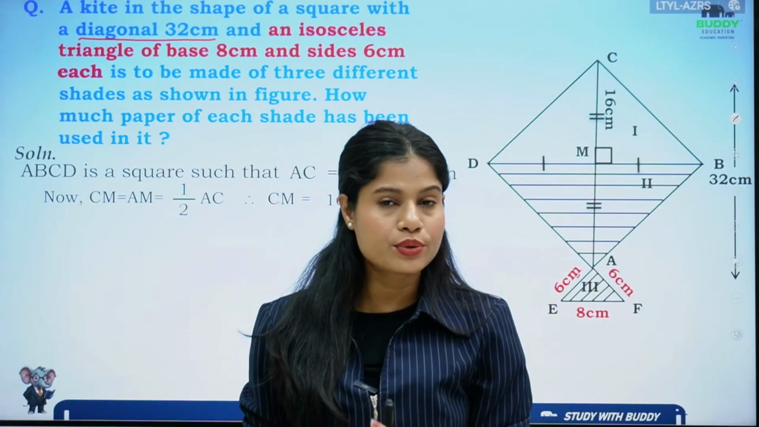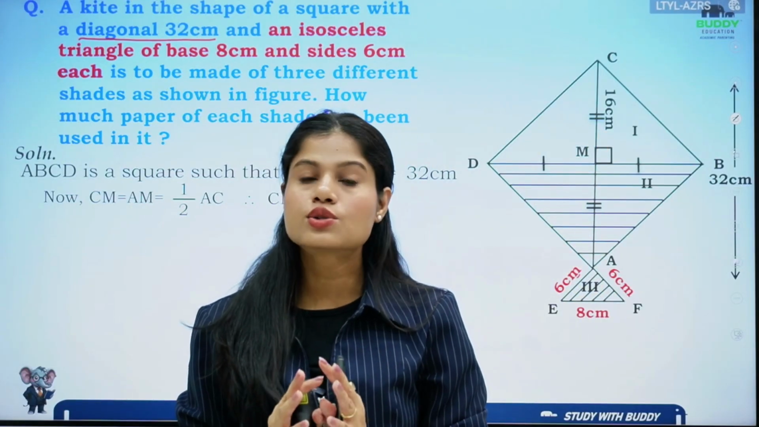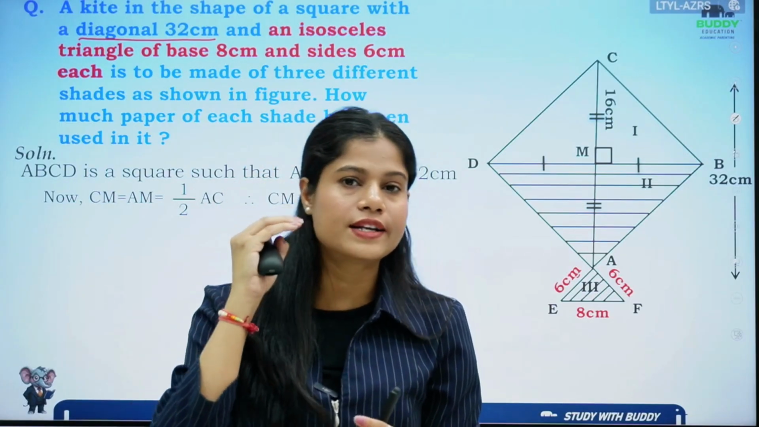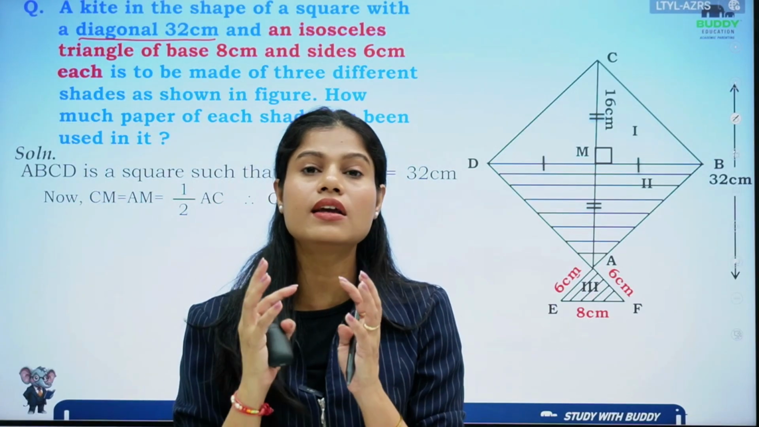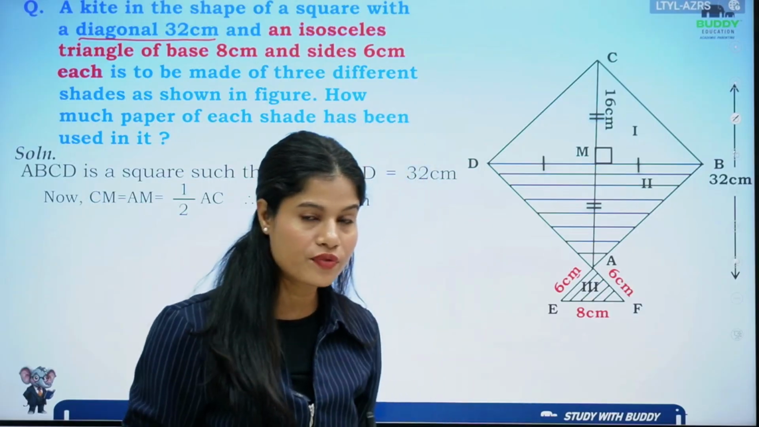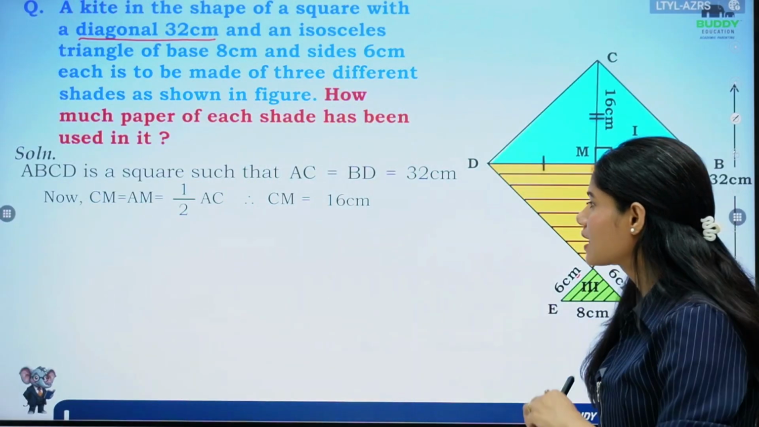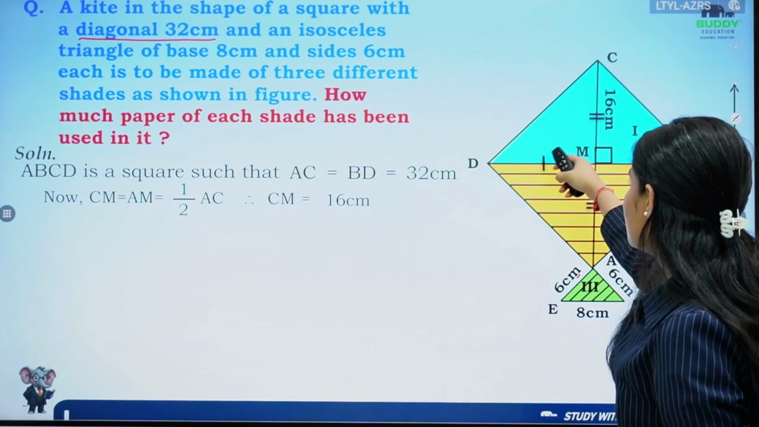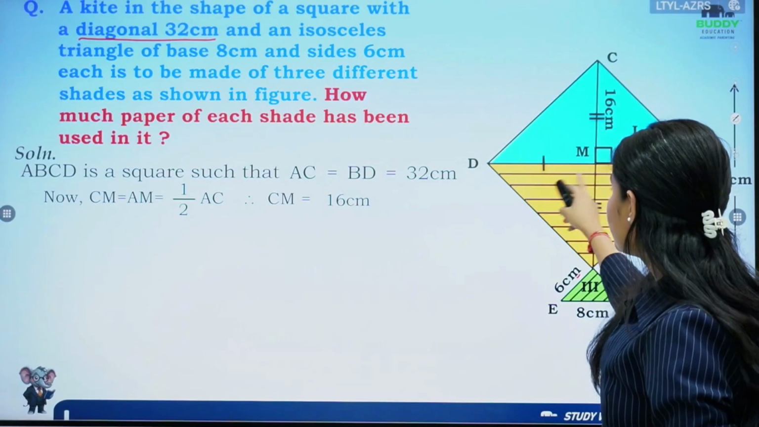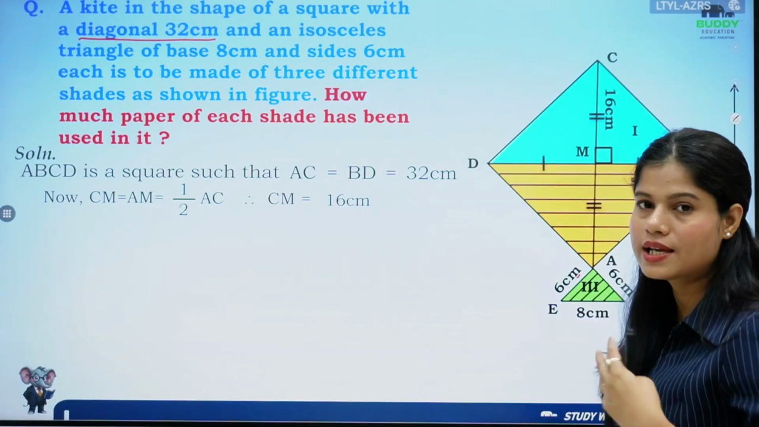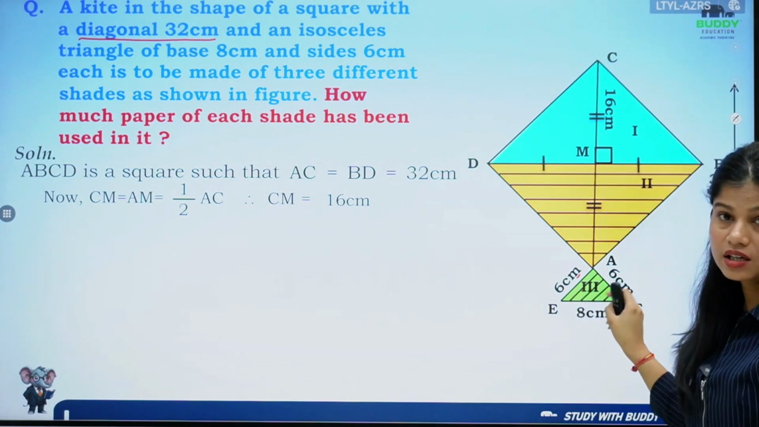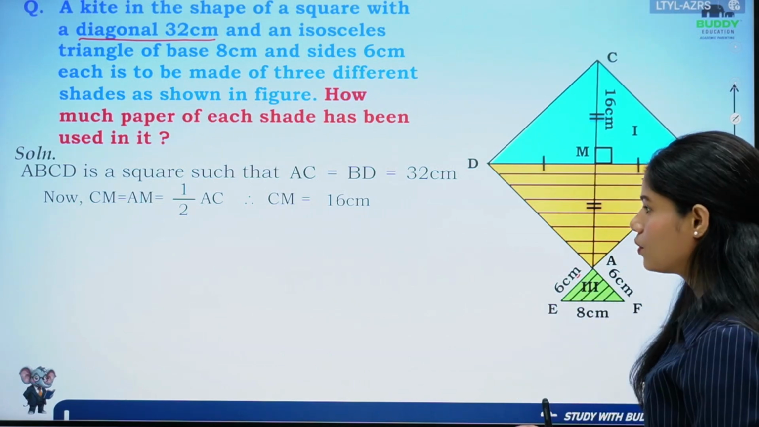So do we require to use Heron's formula here? The answer is no. If you have height and base, you can directly use the normal formula for finding the area. So now we will write all the basic information. Suppose here we have used a blue paper, in the second part we have used a yellow paper, and in the third part we have used a green paper, okay.